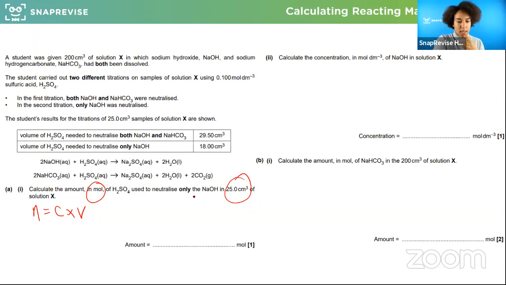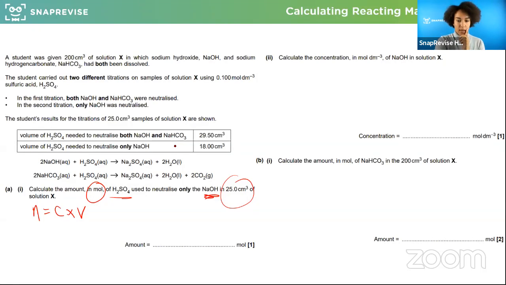So what is our volume? Do we know? Yeah, so we're going to need cm cubed in. So I want you guys to be careful and think about what the question is asking for. We're trying to figure out the amount of sulfuric acid used to neutralize sodium hydroxide, and the sodium hydroxide is the 25 centimeters cubed. That's the volume of sodium hydroxide. What volume of sulfuric acid was used to neutralize that amount of sodium hydroxide?